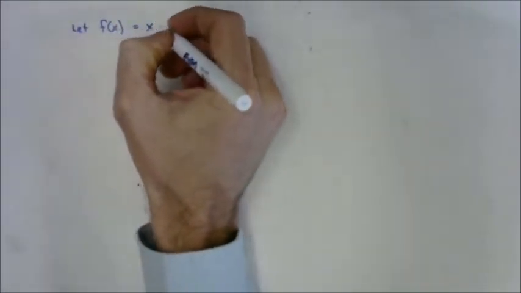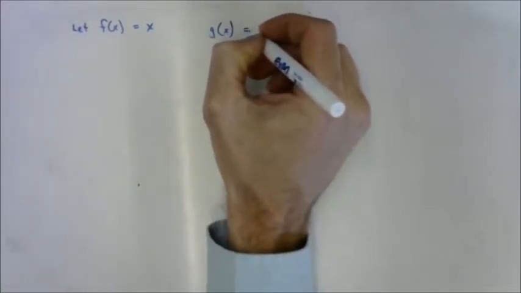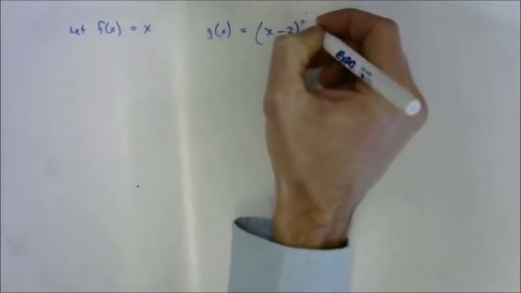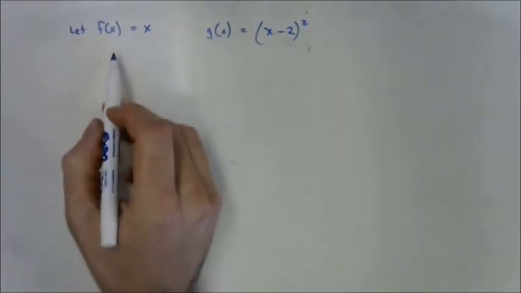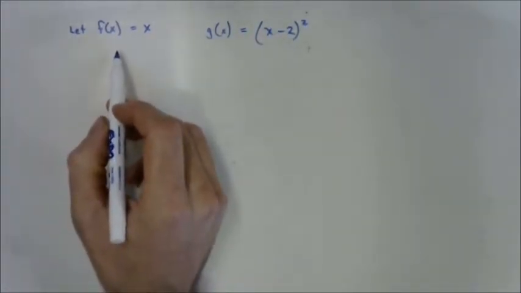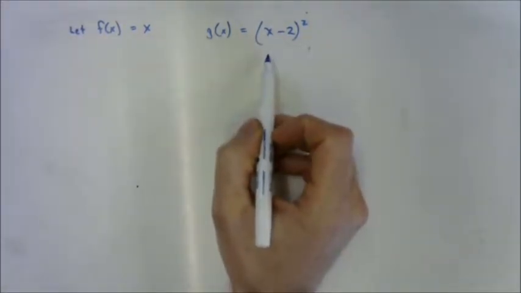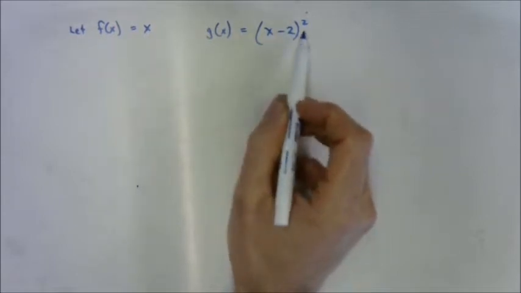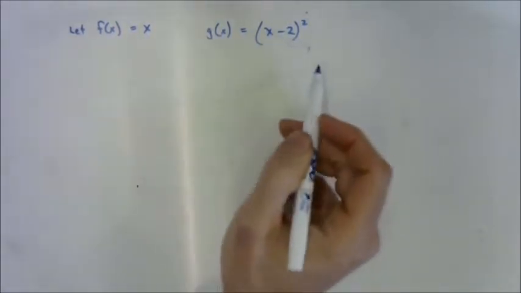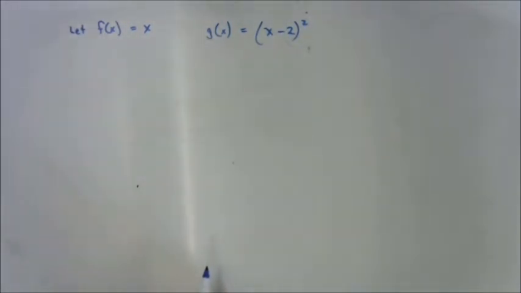So does it go straight into example one? Yeah. Example one: let f of x be x, let g of x be (x minus 2) squared. What type of function is f of x? Linear. g of x? Quadratic. Okay, so we're going to have a quadratic and a linear. They're going to cross each other twice. So on one side, one is going to be greater, and in the middle, the other one's going to be greater. Okay? So here we go.